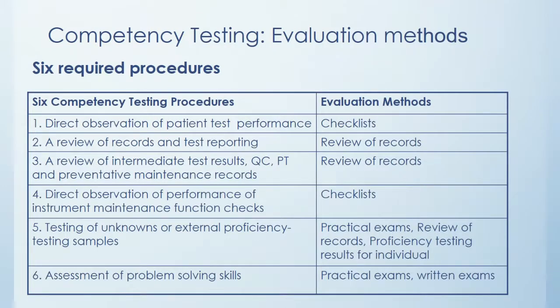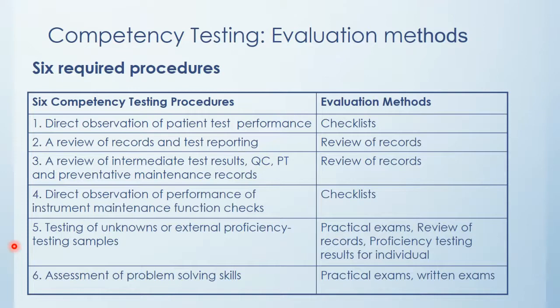All right, so our six competency testing procedures that are required by CLIA 88. One is the direct observation of patient test performance, and that can be done by checklists. Two, you can do a review of records and test reporting. That's obviously done by a review of records. And then three, a review of intermediate test results, QC, PT, and preventative maintenance records. So that would also be review of records. Four, direct observation of performance of instrument maintenance and function checks. So that would be a checklist that you would do. You could directly observe them doing it and go through a checklist and make sure they're doing everything they should be doing.